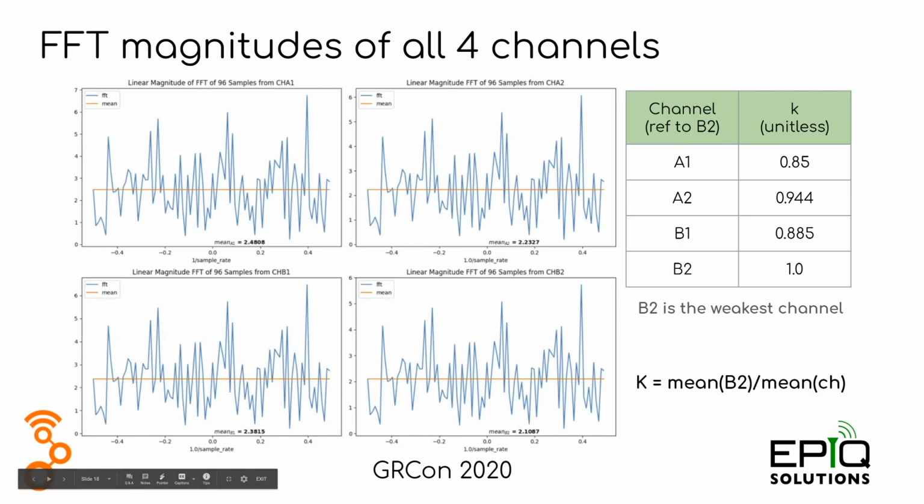So here, the same set of samples are just shown in the non-logarithmic FFT, and the relative means of these samples are shown. In this case, B2 was the weakest channel, so B2 is our reference. And so for the K of every channel, we would simply divide the mean of B2 by the mean of the channel of interest, and that's what spits out these numbers right here. You can see K is less than or equal to 1, so you're not going to be causing any clipping.